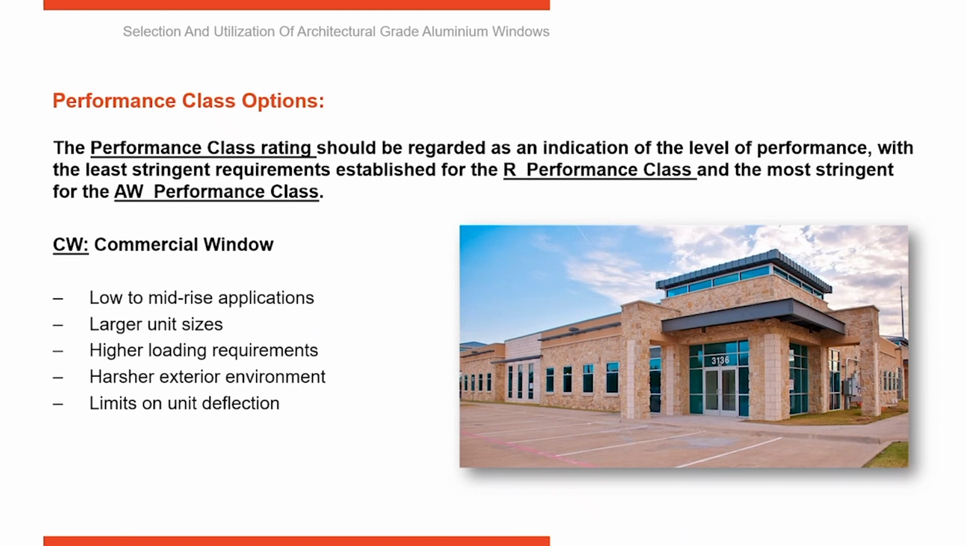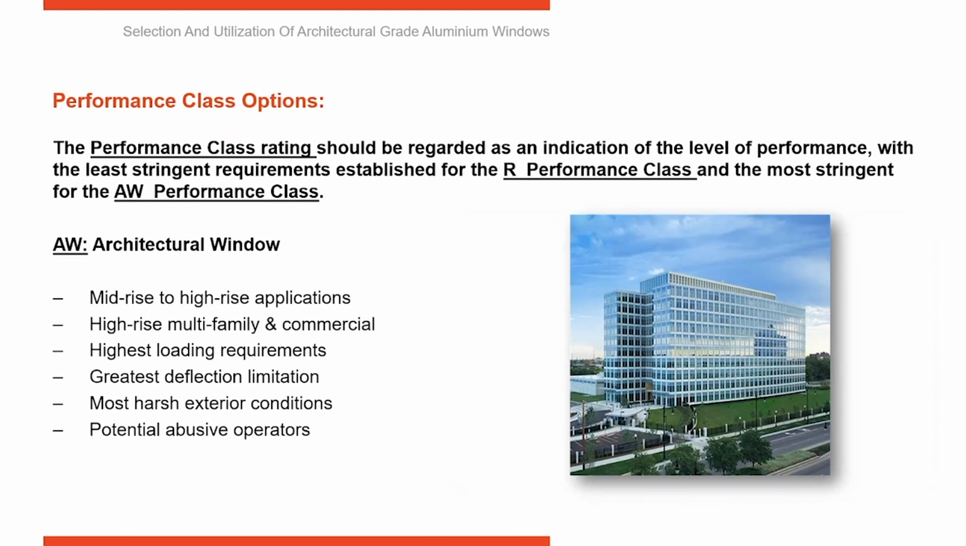And then the highest performance class is what we call AW, architectural windows. Now you're moving into mid to high-rise applications where your wind loads are going to get higher, increasing as you get higher up a building. You're going to have the greatest design loads against them, greatest forces applied to this one. They're going to be in the most harsh conditions. And when you think about this, this is a type of project where multiple people are going to be accessing the window. So it's not the same person all the time. It is exposed to the public.